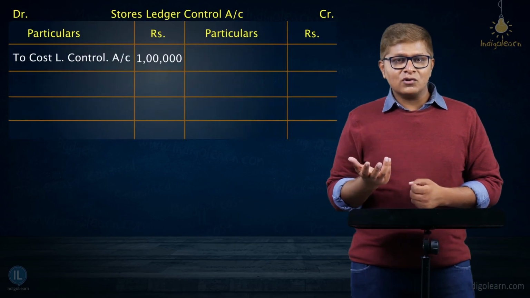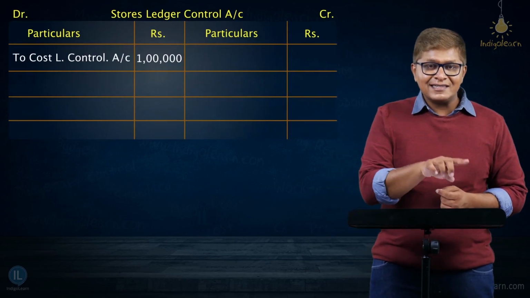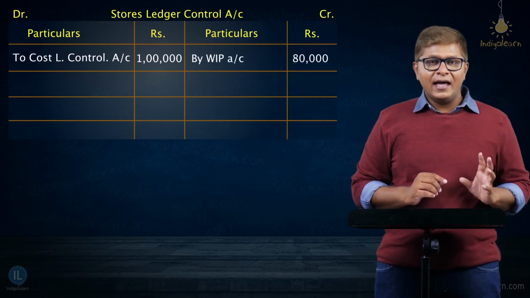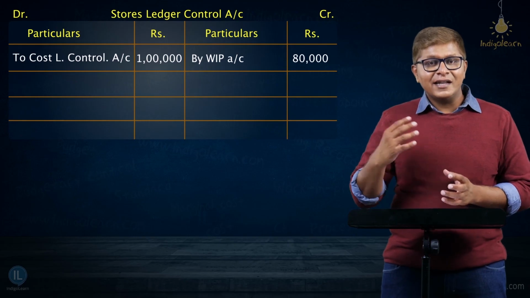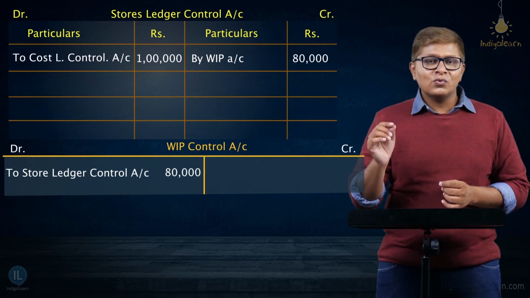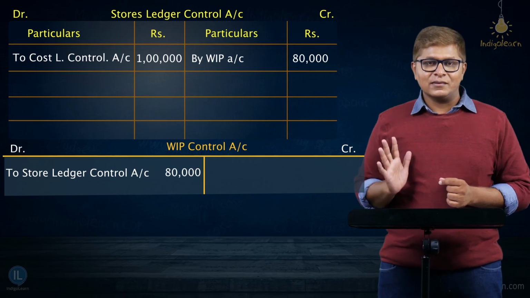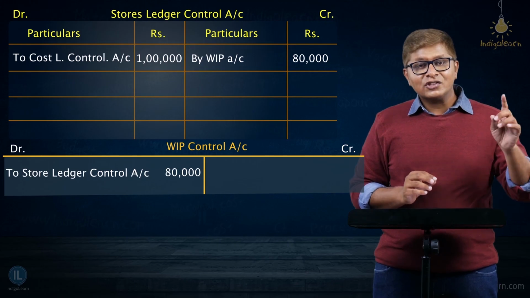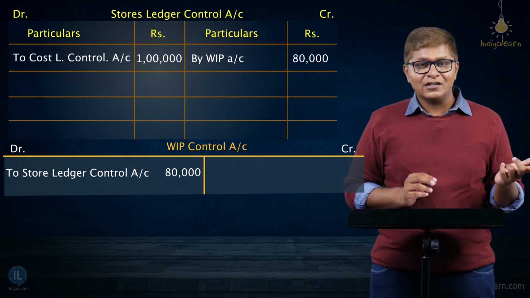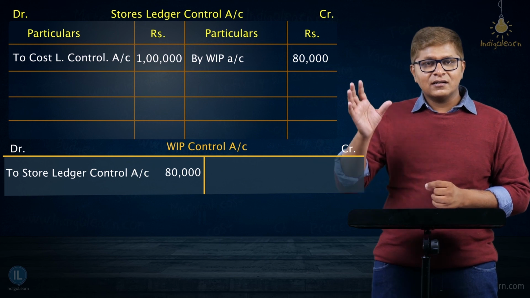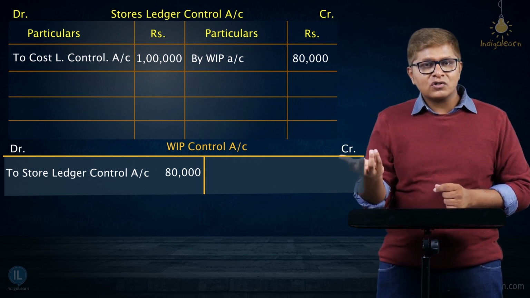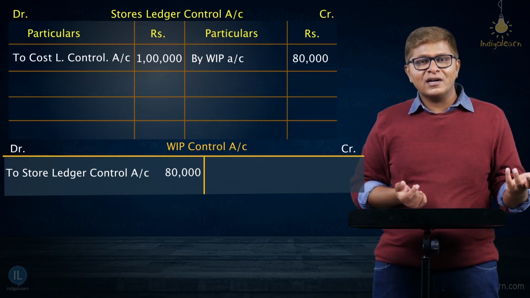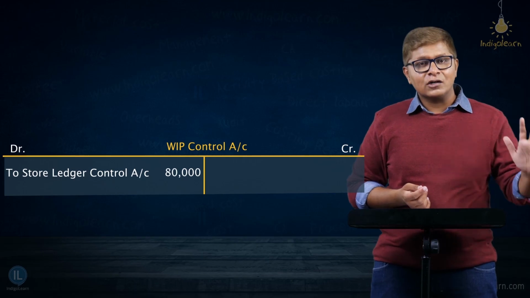Going back to the store ledger control account, we will have now on the credit side posting which will say by WIP control account 80,000, and in the WIP control account on the debit side we will have the posting to stores ledger control account 80,000. Now next, we have issued 10,000 worth of goods towards production activity which is indirect in nature. So what we will do is we will try to transfer the cost of the goods from the stores ledger control account to a new account which we are going to open, which is going to be called as the production overhead control account.